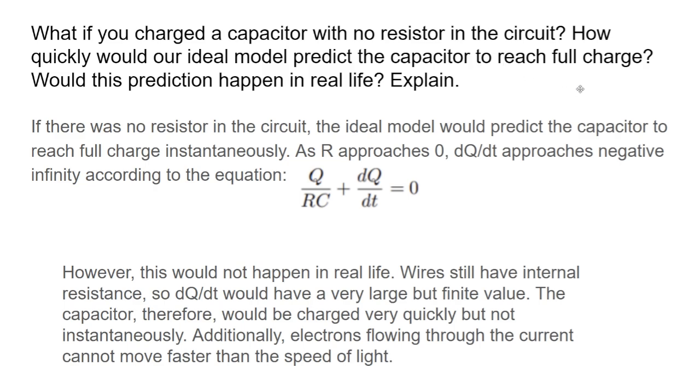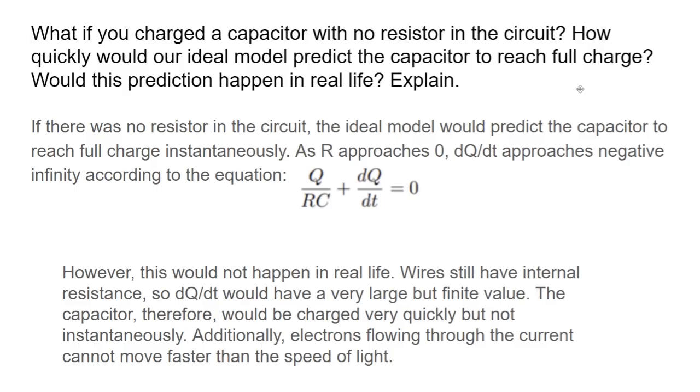What if you charge a capacitor with no resistor in the circuit? How quickly would our ideal model predict the capacitor to reach full charge? Would this prediction happen in real life? If there is no resistor in the circuit, the ideal model would predict the capacitor to reach full charge instantaneously. As R approaches 0, dq over dt approaches negative infinity according to the equation seen below.